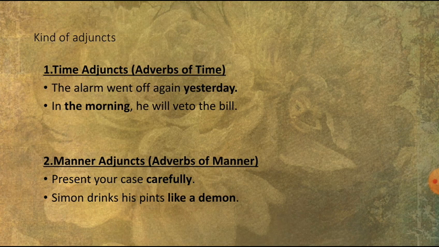Time adjuncts. Example: the alarm went off again yesterday, and in the morning he will follow the bell. So the words yesterday and in the morning indicate the time. That's why it is called a time adjunct. The second is manner adjunct. Present your case carefully. Simon drinks his pints like a demon. So the words carefully and like a demon indicate the manner, how something is going on.